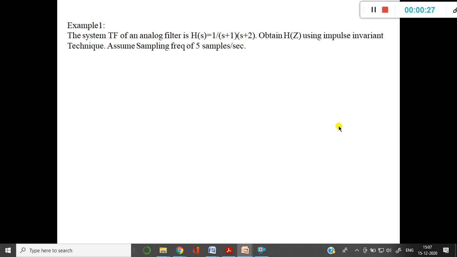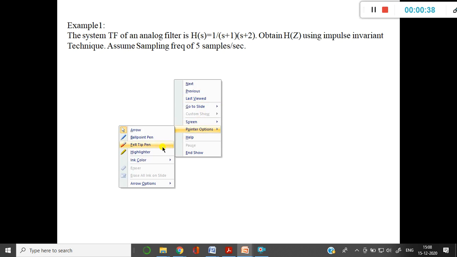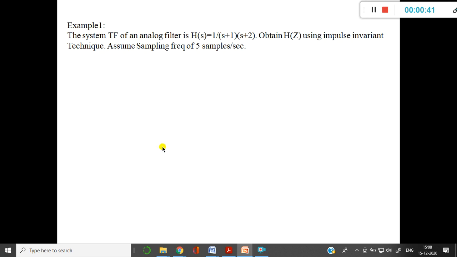Now take down this particular problem. The system transfer function of an analog filter is H(s) equal to 1 divided by (s plus 1) into (s plus 2). So this is H(s) is equal to 1 divided by (s plus 1) into (s plus 2). Obtain H(z), which is nothing but a digital filter, using the impulse invariant technique. Assume a sampling frequency of 5 samples per second.